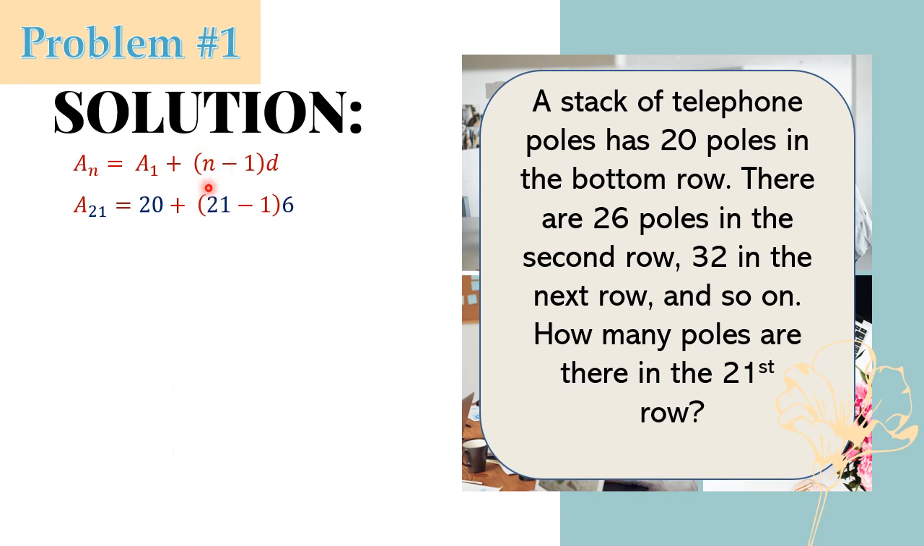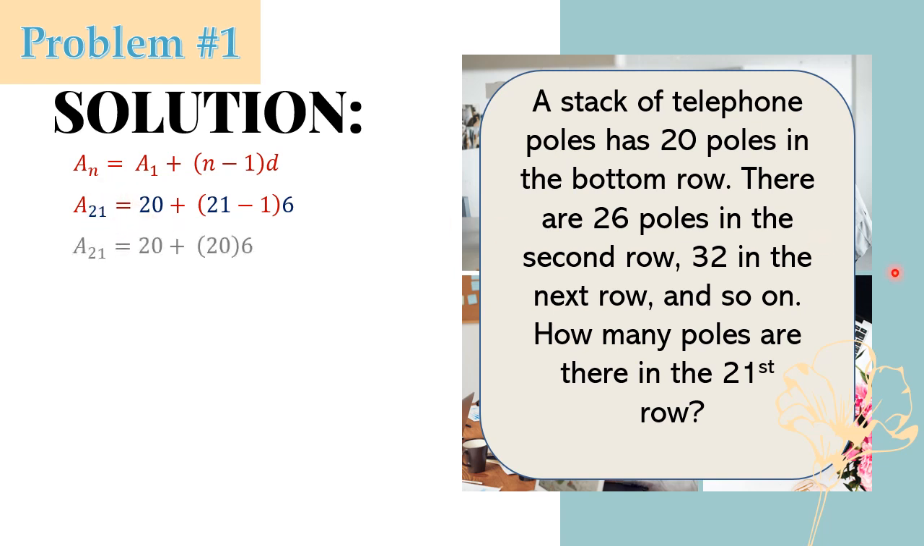At the same time, our n is 21 because you are going to find out the value of the 21st term. And here in the problem, the a sub 1 or the first term is 20. And of course, we're going to change the a sub n into a sub 21 to indicate that you are looking for the value of the 21st term.